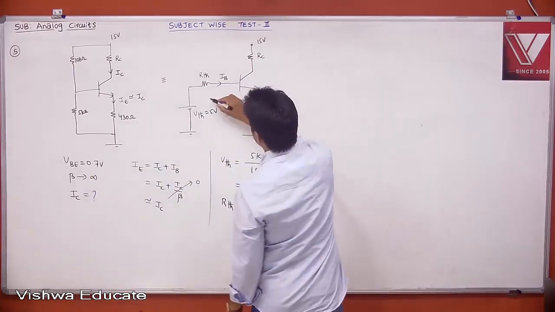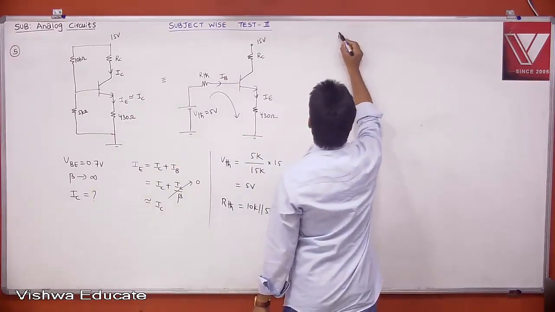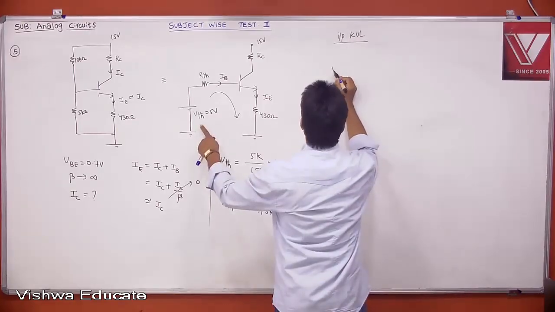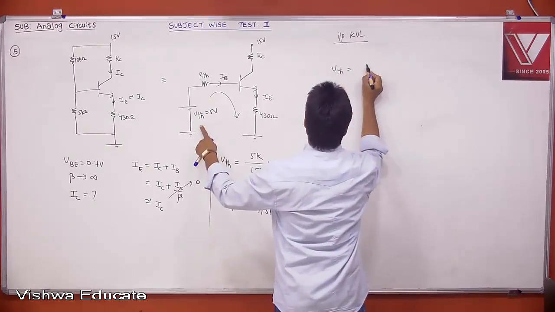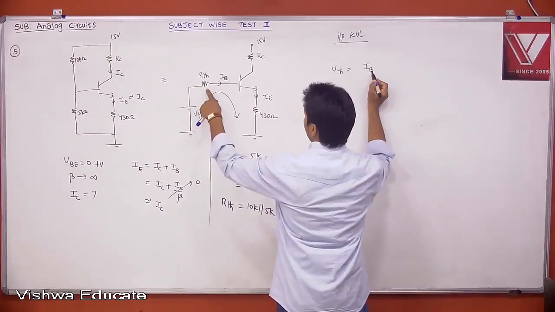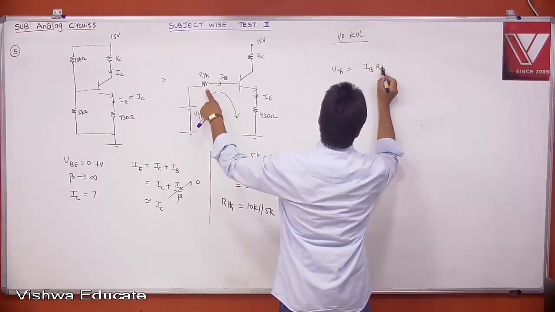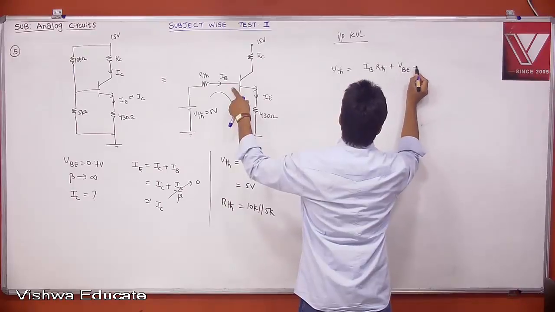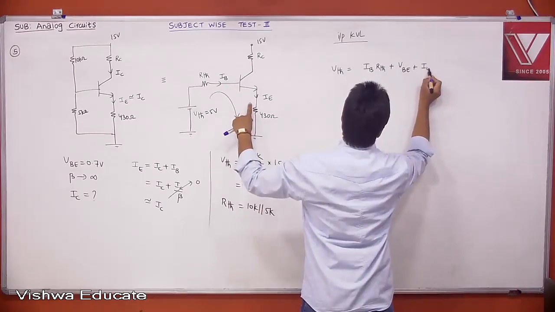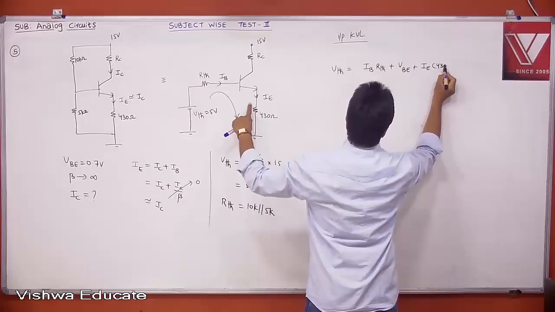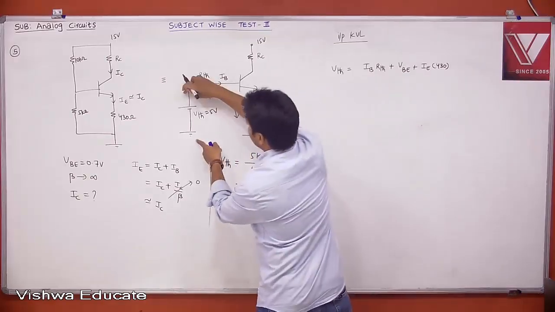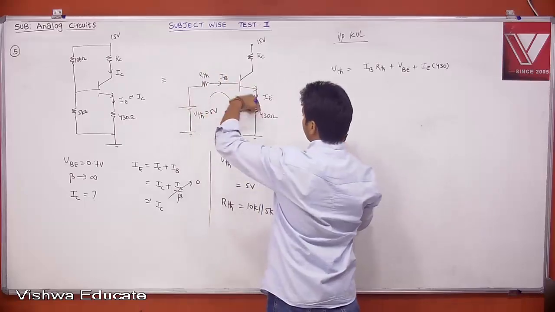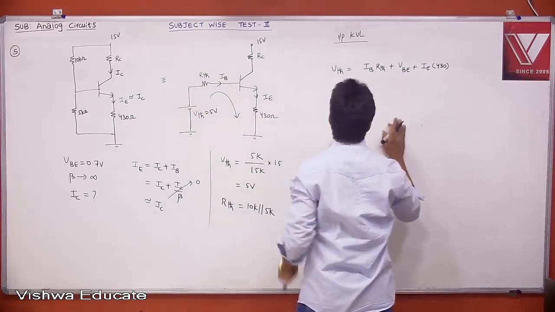Now, if you apply input loop KVL, V Thevenin is equal to IB into R Thevenin plus the VBE plus the drop across this, IE into 430 ohm. This voltage is equal to this voltage plus this voltage plus this voltage, or if you do minus V Thevenin plus this is equal to 0, both will give you the same value.